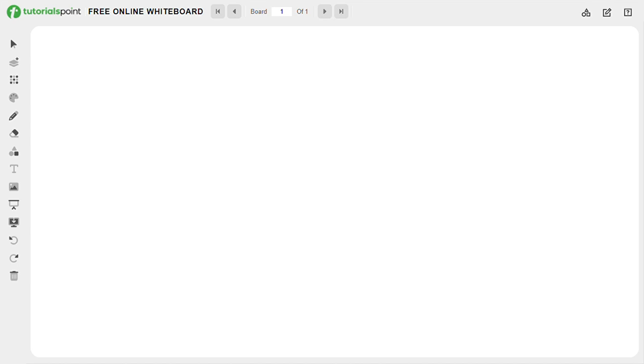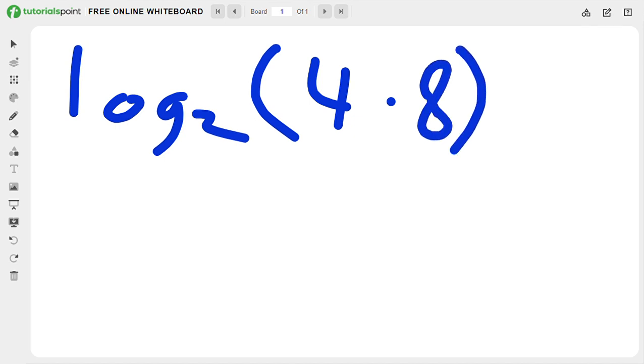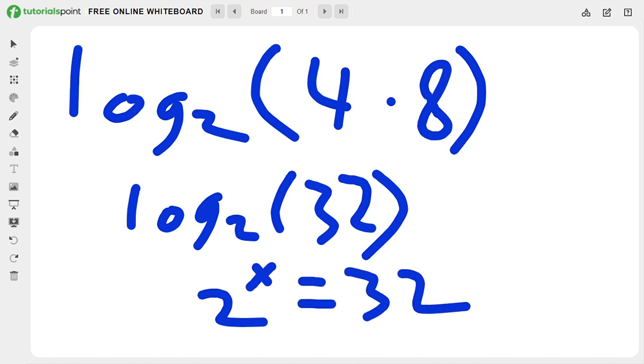So we're going to say log base 2 of, say, 4 times 8. So what this is, is log base 2 of 32, right? Which we can rewrite as 2 to the power of what equals 32, which is 5. Okay? So this should be 5, and we're going to verify that really quick.